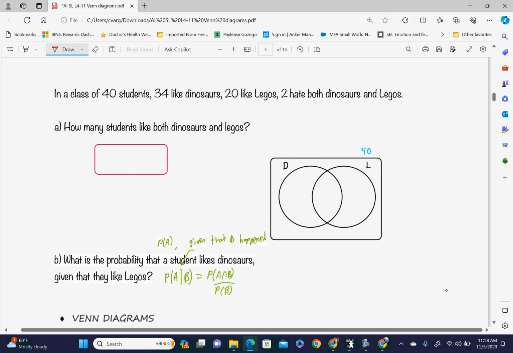So in a class of 40 students, as soon as I saw that, I put 40 right here because that's our total. It says 34 like dinosaurs, 20 like Legos, and 2 hate both. They hate both dinosaurs and Legos. Let's process this. I'm going to call the people who like only dinosaurs A. B is who likes dinosaurs and Legos, and C is who likes just Legos.